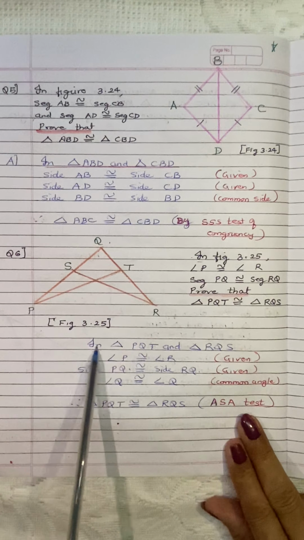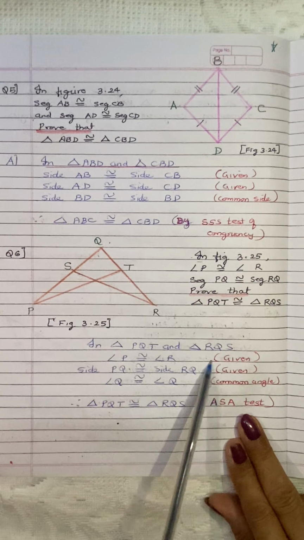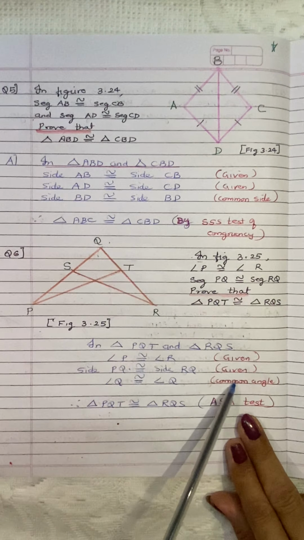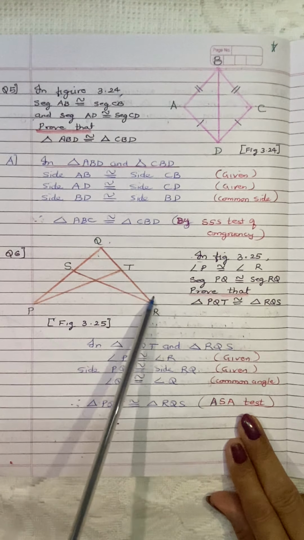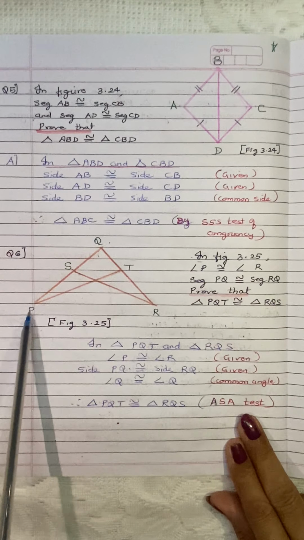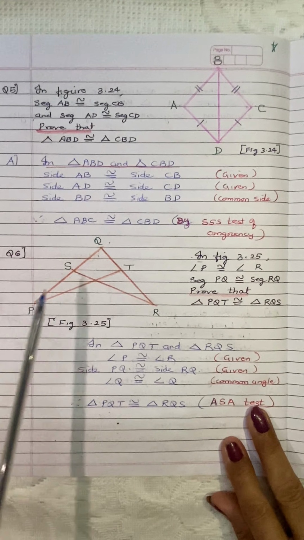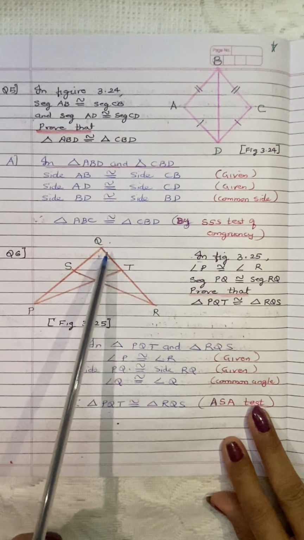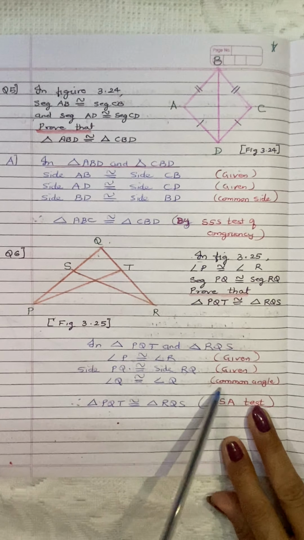RQS. Now in triangles PQT and RQS, both these triangles, they are overlapping. Angle P is equal to angle R given. Side PQ is congruent to side RQ. This is equal to this. This angle is equal to this. Side PQ is congruent to RQ given. Then they have a common angle, that is angle Q. Both the triangles have angle Q as common. If you look at this triangle, this is common. If you look at this triangle, this is common. So they have common angle Q which is congruent.